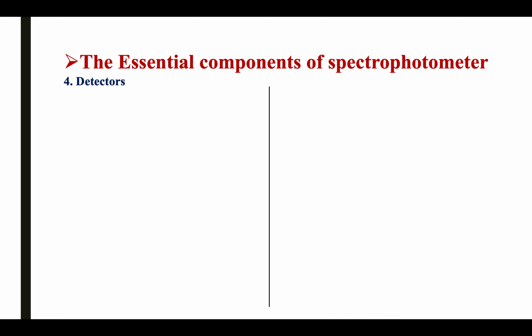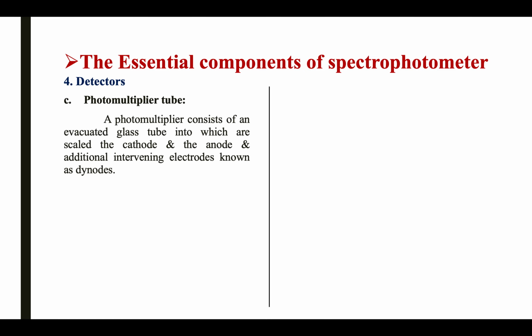Now we are going to see another type of detector, that is the photomultiplier tube. A photomultiplier consists of an evacuated glass tube into which are sealed the cathode and the anode and additional intervening electrodes known as dynodes. So here three different components are there: one is the cathode, another is the anode, and third is the dynode. Between cathode and anode, in between there will be dynodes.